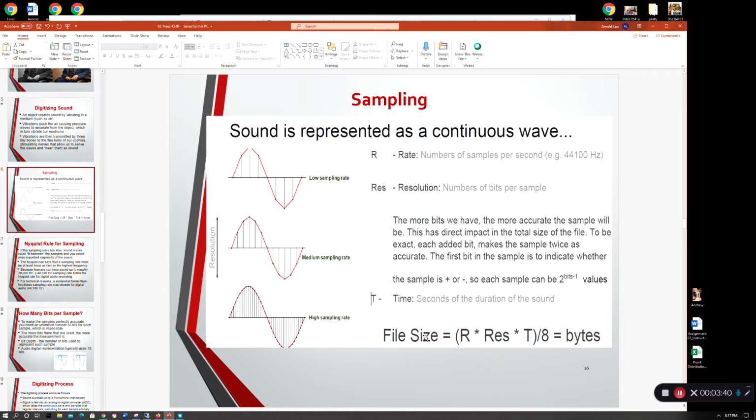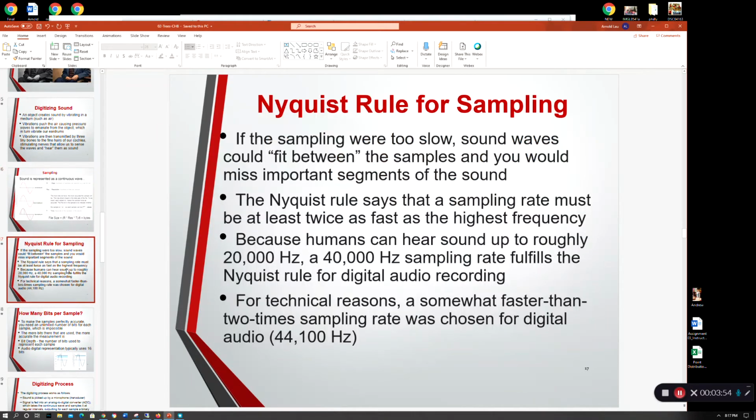Okay, so we're going to step next into, well, since you can't have infinite number of sampling, what is the right number of samples to come up with a good sound for, or accurate sound for human ears? Okay, and that's where you get into this Nyquist rule for sampling. So Nyquist rule for sampling basically leads to us coming down to a 40,000 hertz sampling rate.